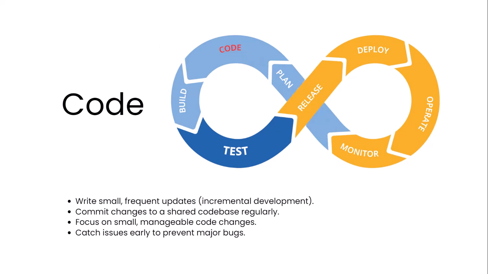This also helps teams catch issues early, which saves time and reduces the risk of major bugs going unnoticed. The point here is to keep code changes small and manageable so that we can track and resolve any issues right away, rather than dealing with an avalanche of problems down the line.